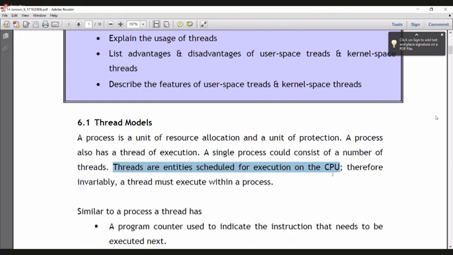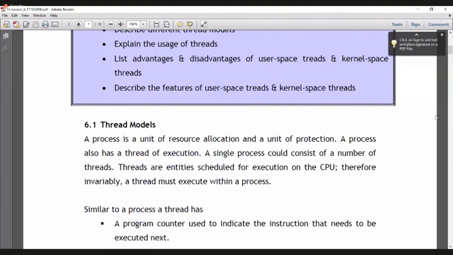A process is the whole program execution, but inside that there can be various parts. So threads are scheduled on the CPU to execute. Therefore, invariably, a thread must execute within a process, right? So a thread is the execution part of the process on the CPU. Therefore, a thread must execute within a process.